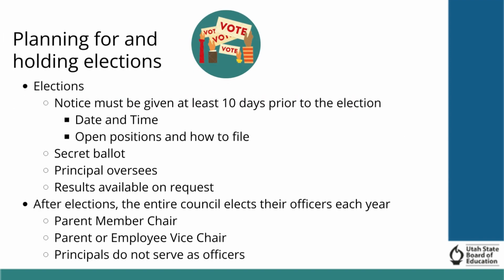When it is time for elections, a notice must be given at least 10 days prior. That includes the date and time, as well as the open positions and how to file. The principal will oversee the election with a secret ballot, with results available upon request. After the election has taken place, the entire council elects their officers each year. The officers are a parent member chair, a vice chair that can be a parent or employee. Principals will not serve as officers.